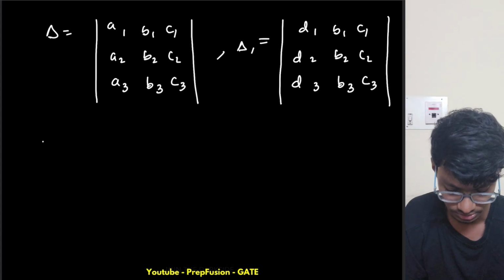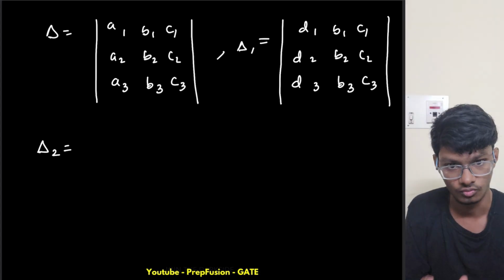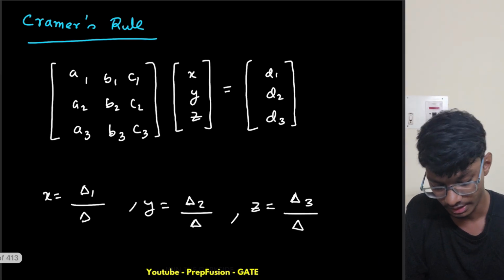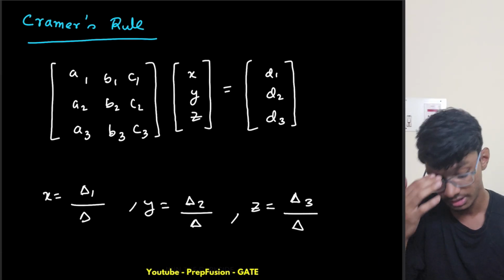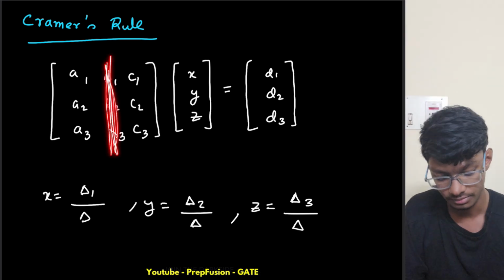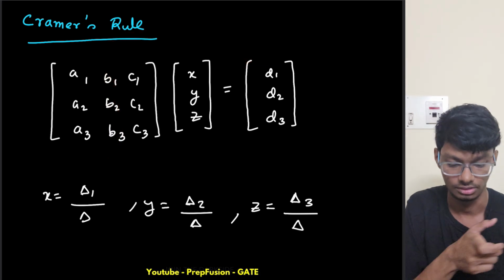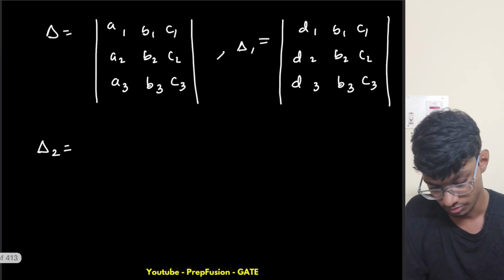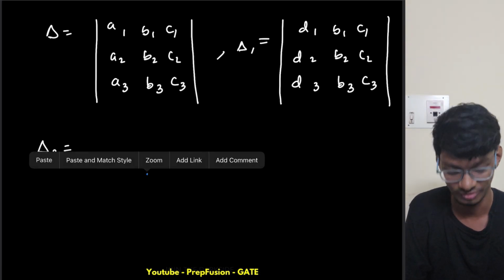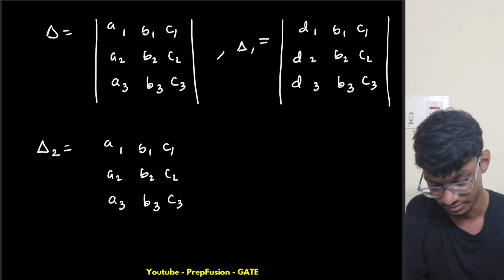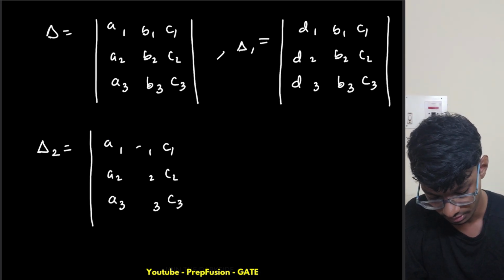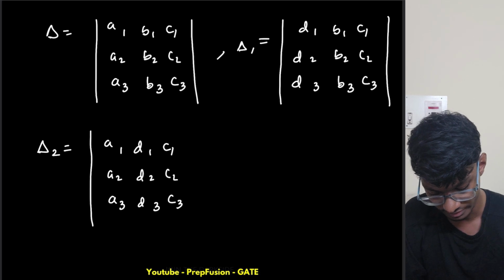Now what is my delta 2? For delta 2, again using the same property, I will cross this middle column and replace it with this D column. Again I will copy and paste, so it's easy for me, but if you are writing, you have to write it totally. So replace this middle column, the second column, with the right hand side column vector.